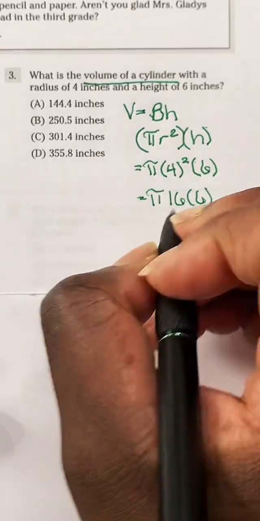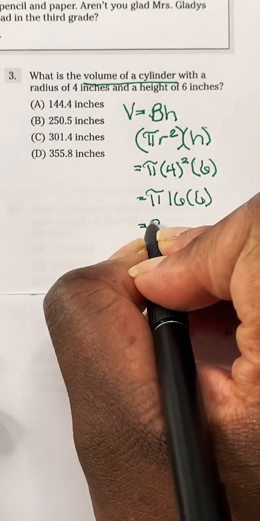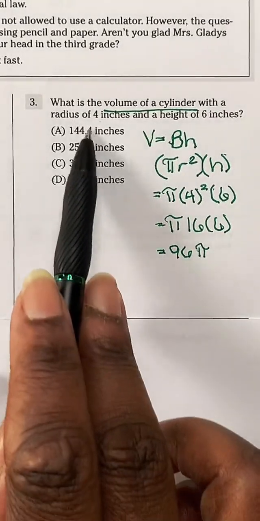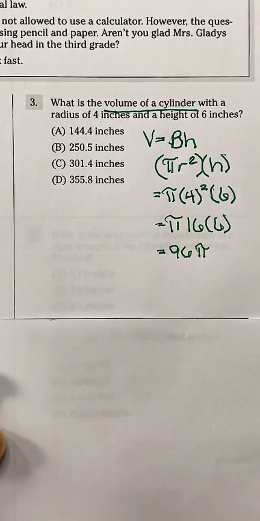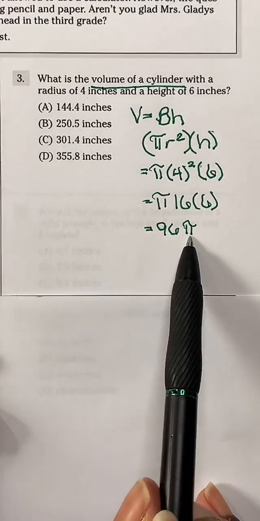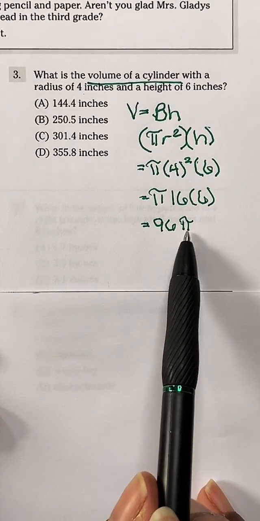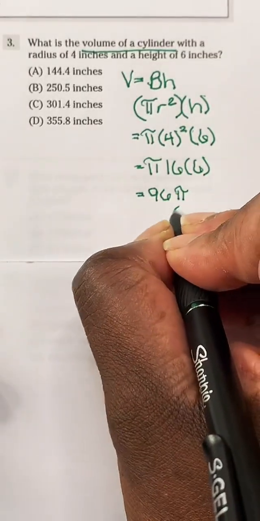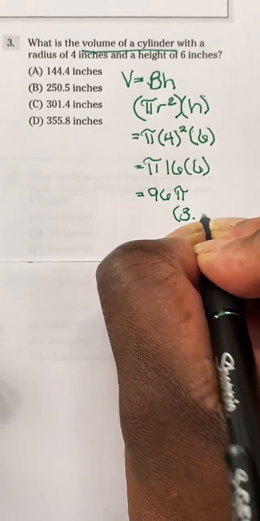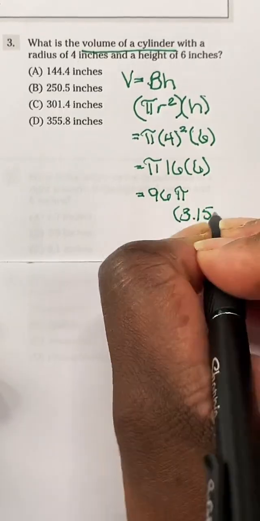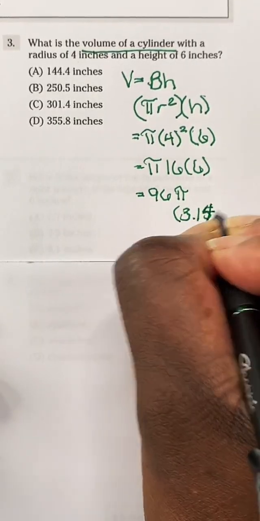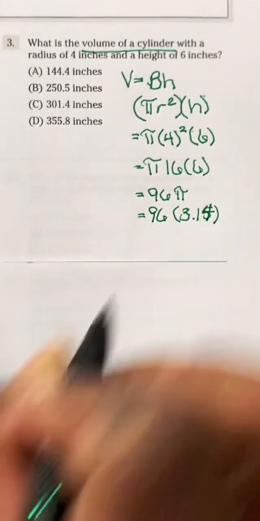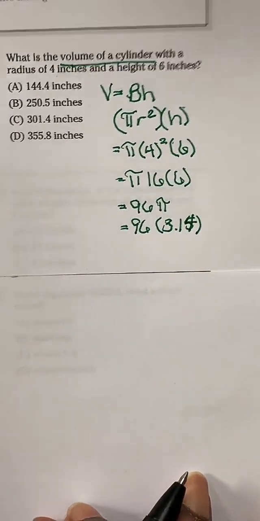Now, 16 times 6, that'll give me my 96 pi. Now, I noticed that my answers are nowhere near having this pi in there. So I'm going to have to convert this pi into the most famous number that everyone always uses, 3.15 or 14. What was I thinking? I was thinking something with 5. Telling you, the brain is going.